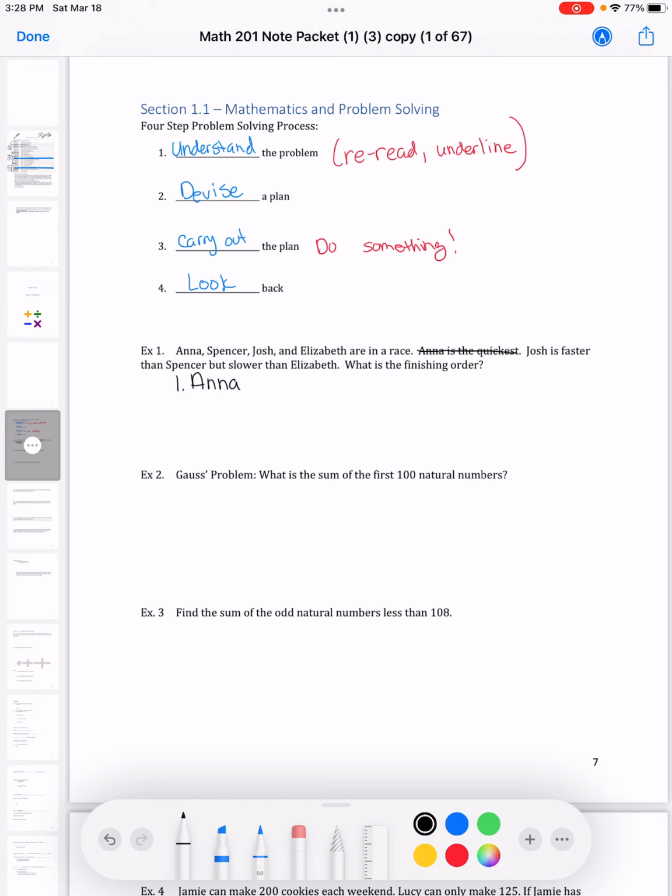So I know that somewhere Josh is going to be before Spencer. So Josh is faster than Spencer, but slower than Elizabeth. So Josh is slower than Elizabeth. And that's the order. I did the order right as I was reading through. As you see, I kind of crossed out as I used something that told me, I've already done that, let me go to the next. It kind of gave me my organization or my plan in that particular problem.